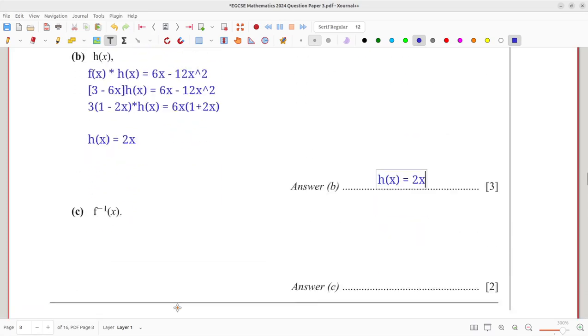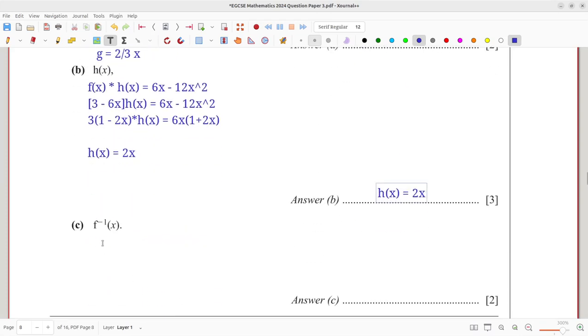Next question, you are required to find the inverse of 3 minus 6x. Finding the inverse, you know your f, it's 3 minus 6x. Then what do you do? You swap your x and f, then your x is equals to 3 minus 6 times f. Let's just use y for this, somehow confusing.